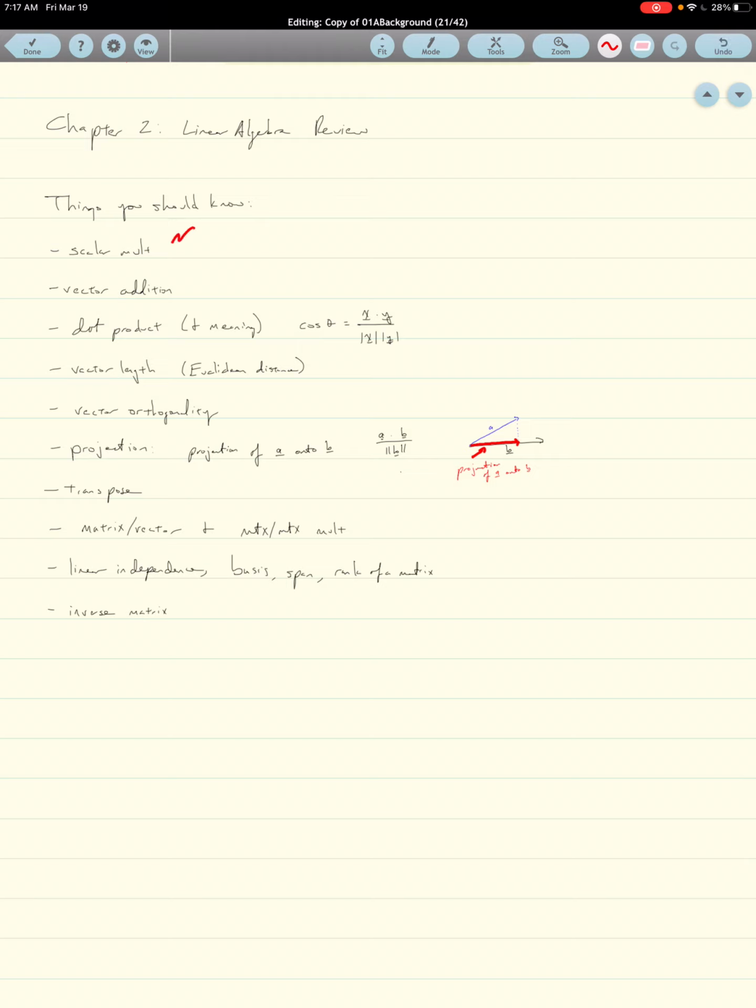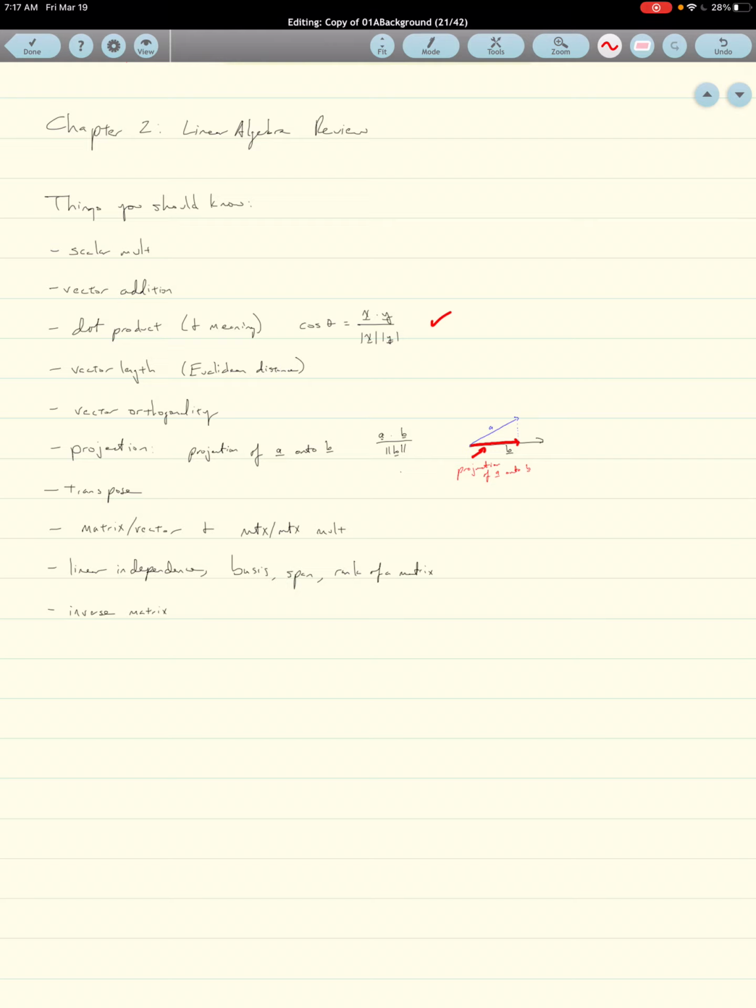Of course, you should know what it means to multiply a vector by a scalar, as we were doing, that a times x. I mean, x doesn't necessarily have to be a random vector, but you should know what it means to do scalar multiplication. You should likewise know vector addition. You should know the dot product and the meaning of the dot product.